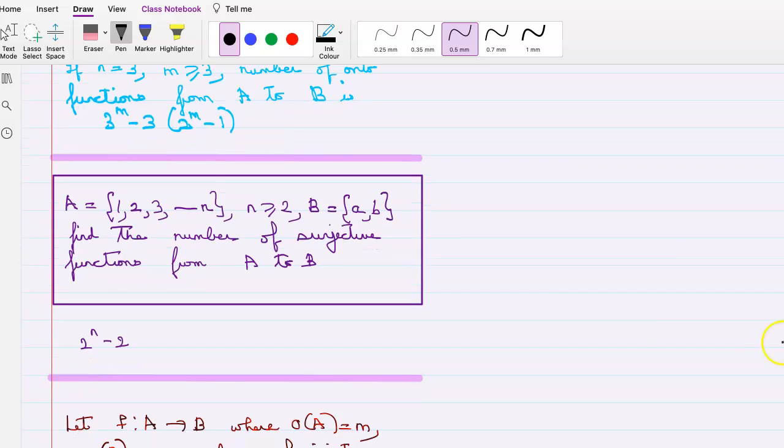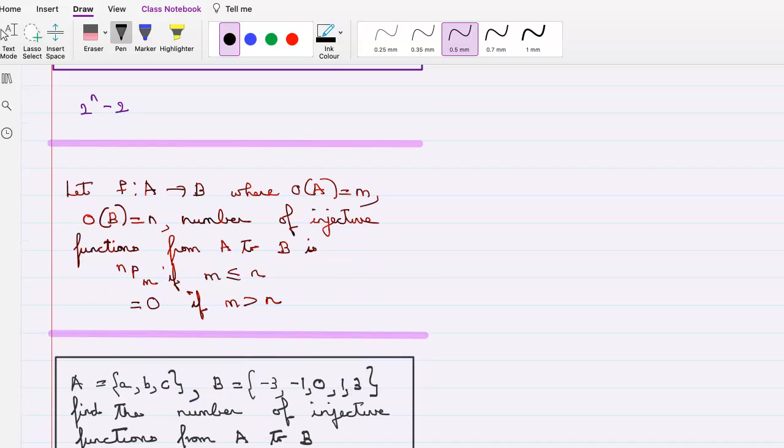So if A equal to 1, 2, 3 up to n, where n is greater than or equal to 2, B equal to {a, b}, find the number of surjective functions from A to B. So what do we need to find? The number of onto functions. So the size of B is 2 here, so it will be 2 raised to n minus 2, because order of A is n.